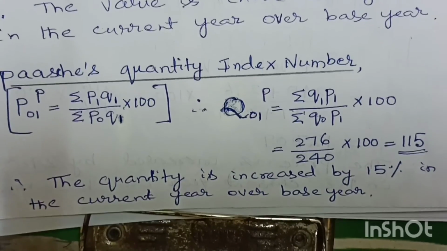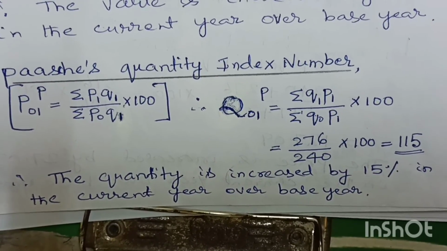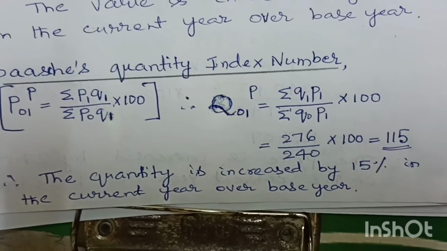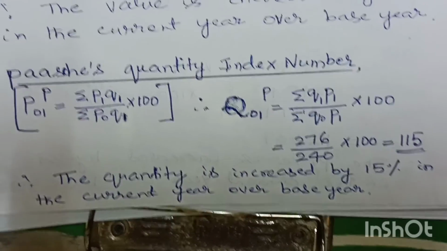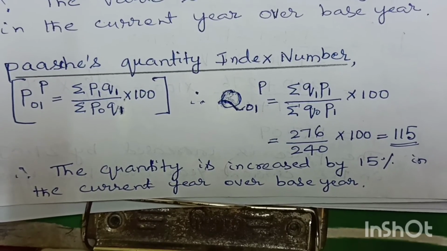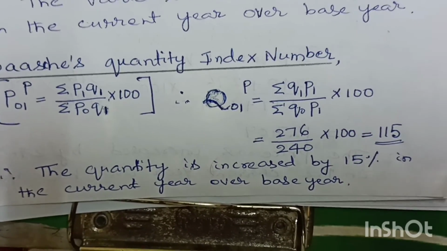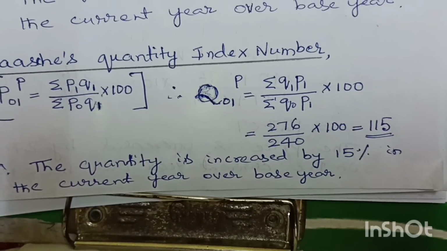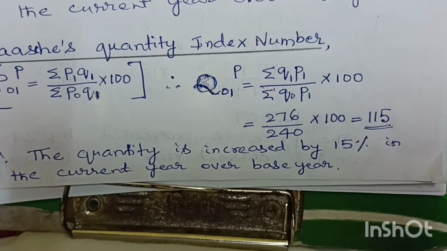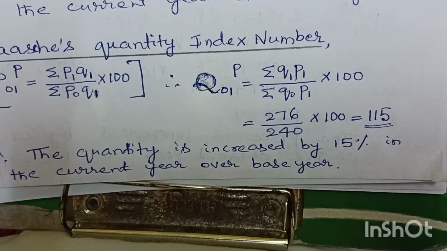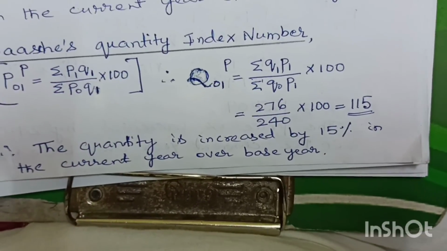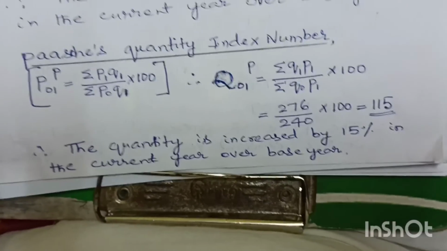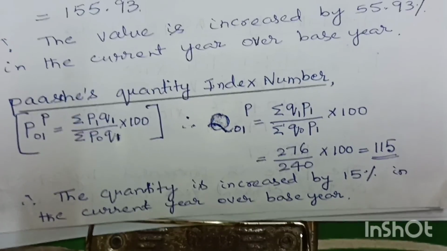In Paasche's price index number, the numerator is summation P1Q1. In Paasche's quantity index number, you just change it to summation Q1P1. Again, in Paasche's price index number the denominator is summation P0Q1, and in Paasche's quantity index number, in the place of P0 you write Q0, and in the place of Q1 write P1. So summation Q0P1 into 100. Substitute the values, calculate, you will get 115. Now you have to write: the quantity is increased by 15% in the current year over base year.